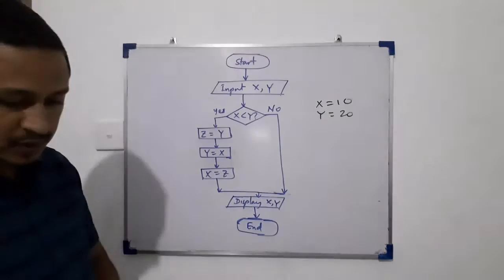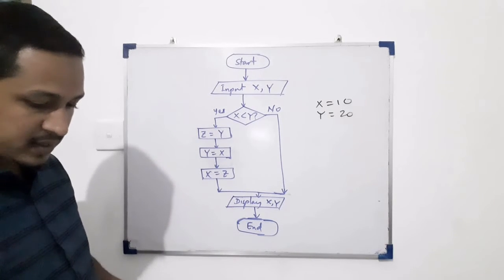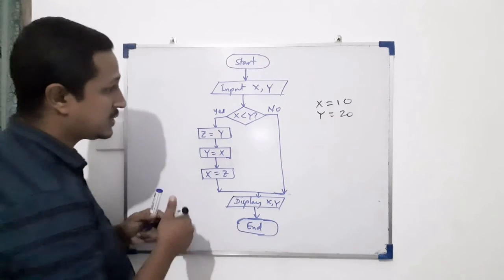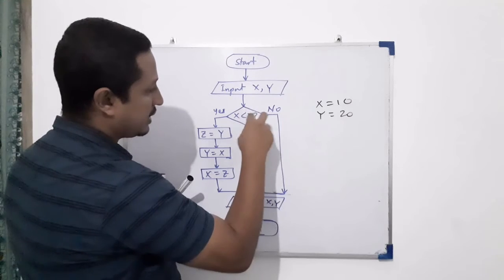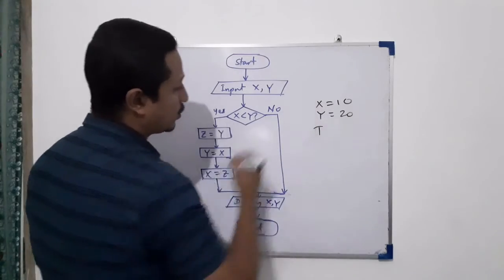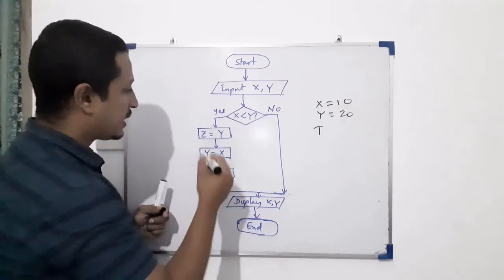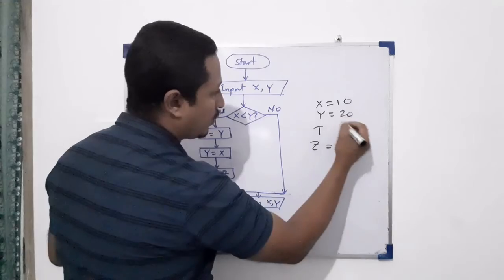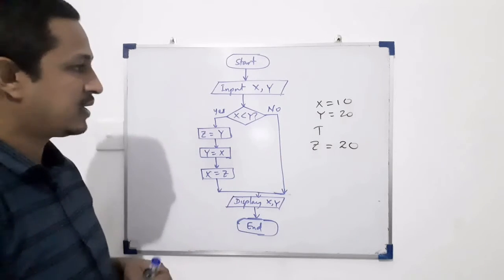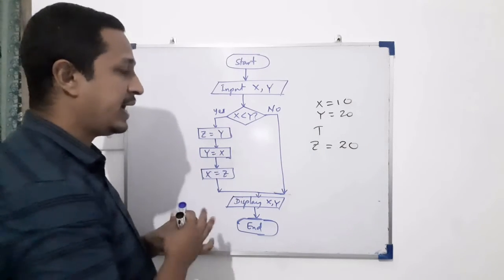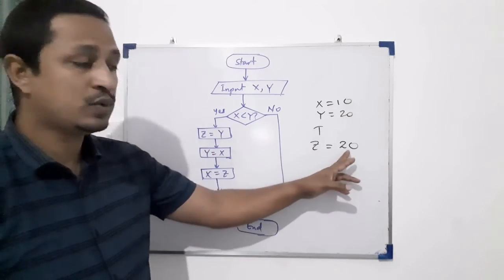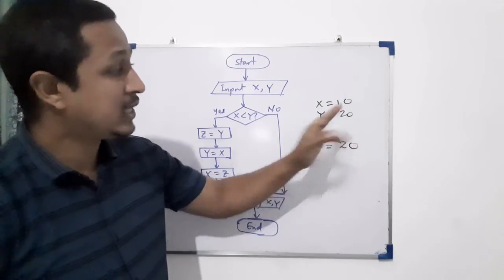Now let's see, according to the given inputs, what will be the result. They have given x is 10 and y is 20 as inputs. The first step is this one. After inputting that, x is less than y, so the condition is true. Then z equals y means the value of y is assigned to z. We write the variable at the left side and the value at the right side. So z is now 20 because y is 20.